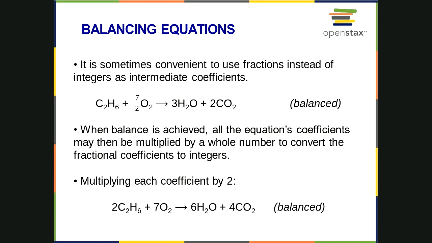If you look at the bottom, I have four carbon atoms on the left, four carbon atoms on the right. For the hydrogen, I have 2 × 6 hydrogen atoms on the left, and then 6 × 2 hydrogen atoms on the right. And then for oxygen, I have 15 oxygen atoms on the left. And then on the right, I have 6 × 1 oxygen atoms in the water, and then 4 × 2 oxygen atoms in the CO2. So 6, and then 6 + 8 is 14 again. So I end up with a balanced equation.